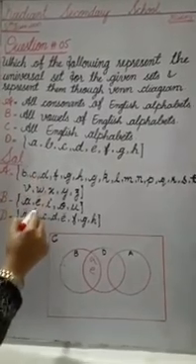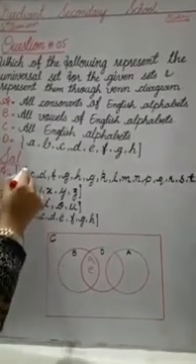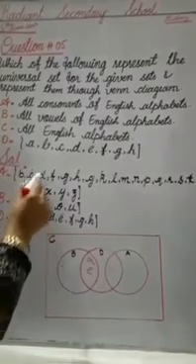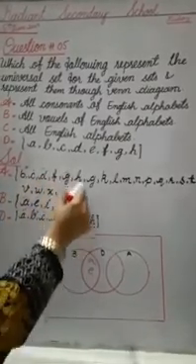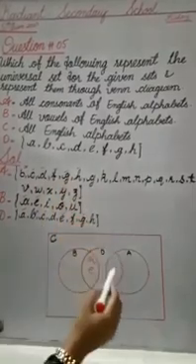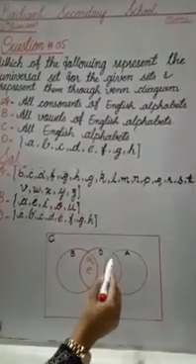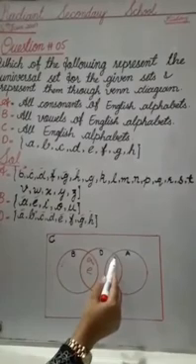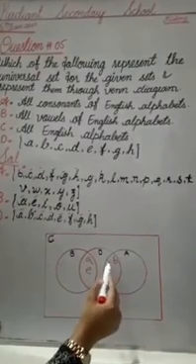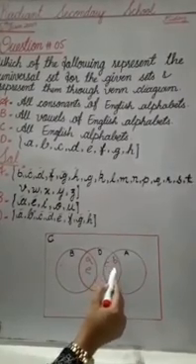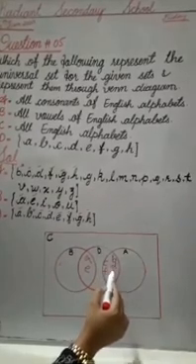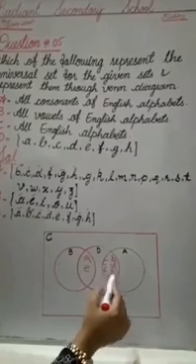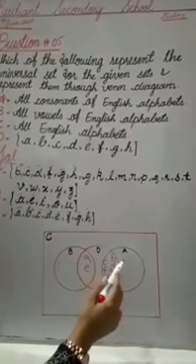B is common. C is common. D is common. F is common. G is common and H is common. Now write down all the elements here. B, C, D, F, G and H. These are the common elements of D and A.